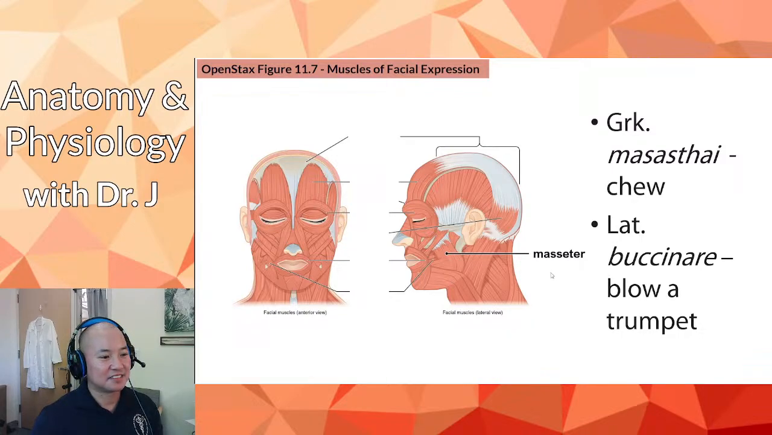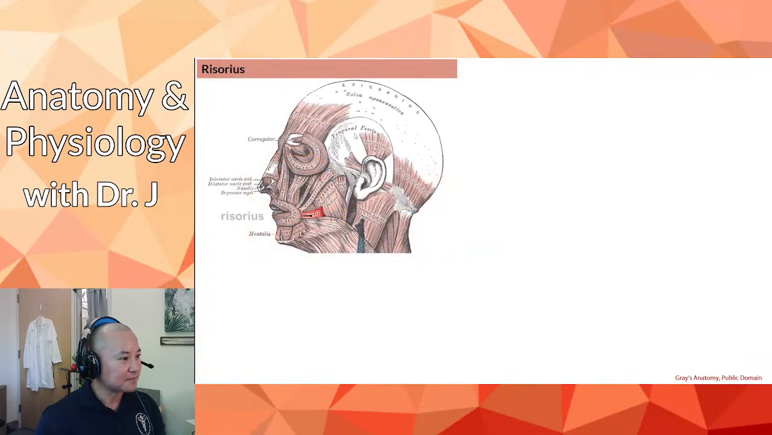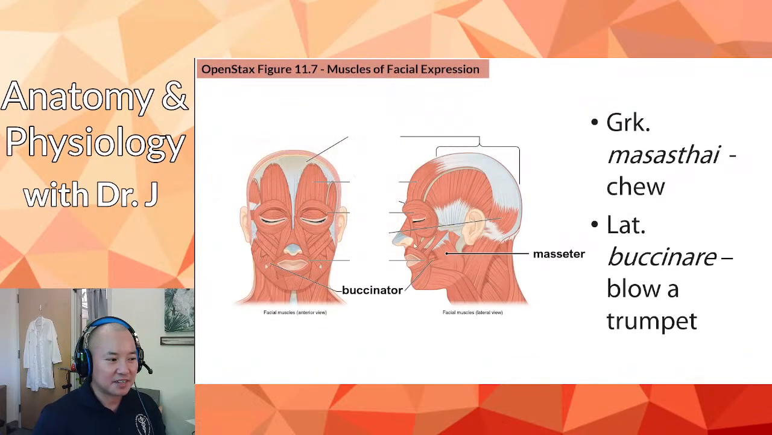Some of these muscles don't quite tell you about their direction or where they are. They tell you more about what they do. There's also something called the buccinator, and either way, it comes from this Latin term buccinare, which means to blow a trumpet. So this helps to puff out and suck in things like when you're blowing a trumpet, supposedly.